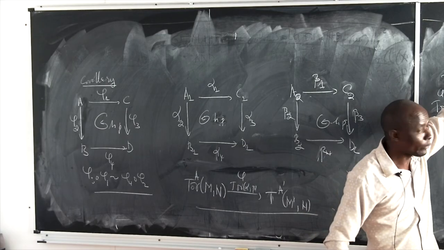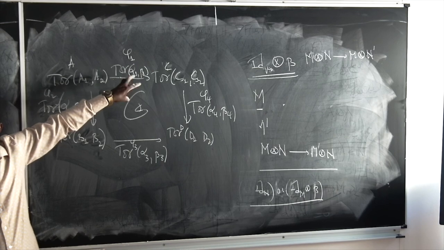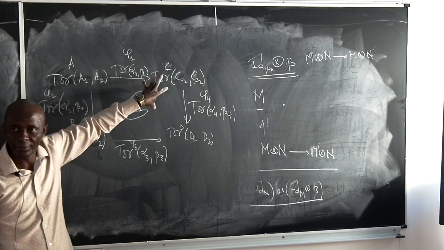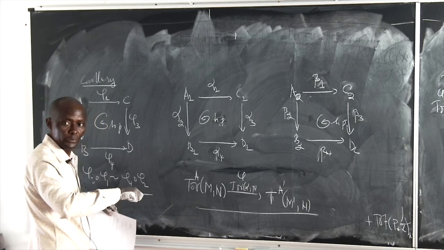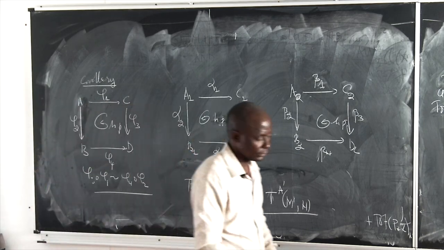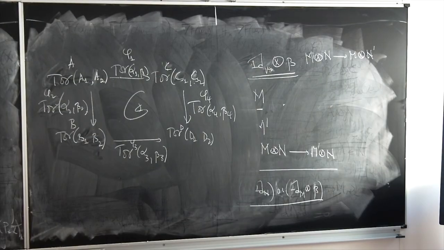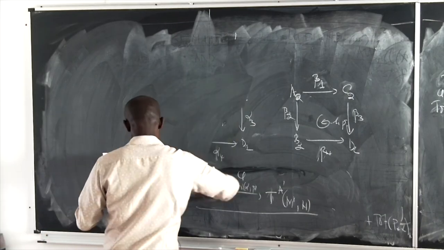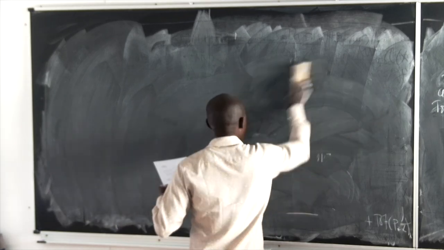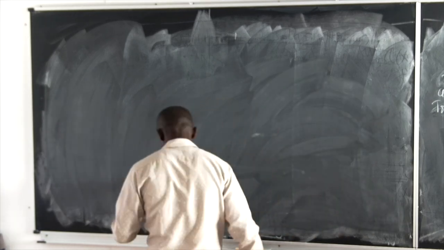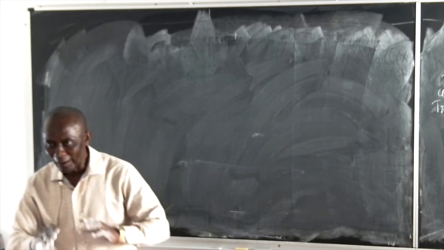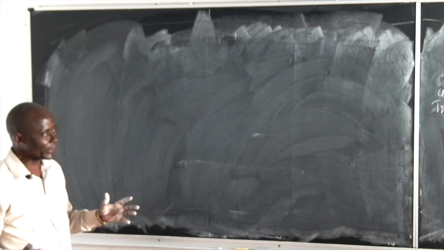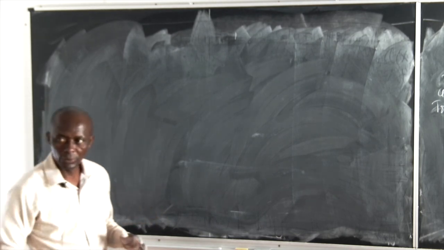Because here we are manipulating the homology. So when you have two maps which are homotopic, when you move to the homology, the two maps are equal. Okay. Now that we did all this by using algebra material, we can move to the topology.